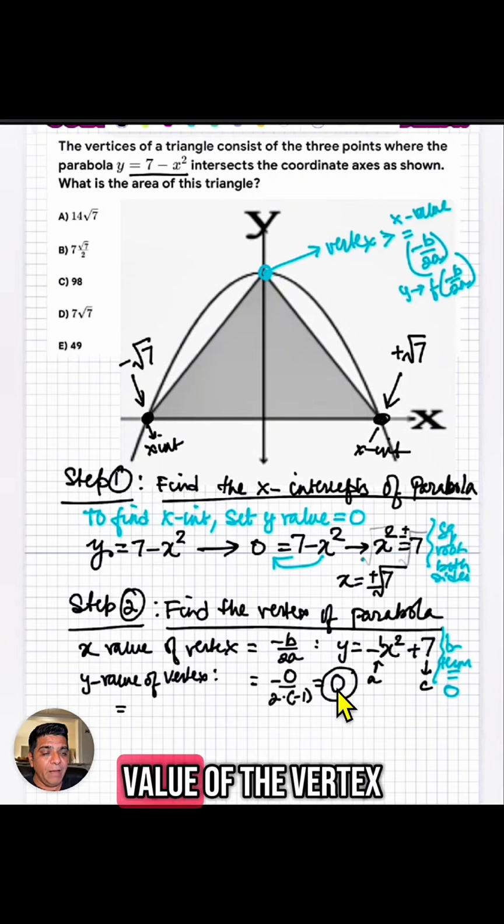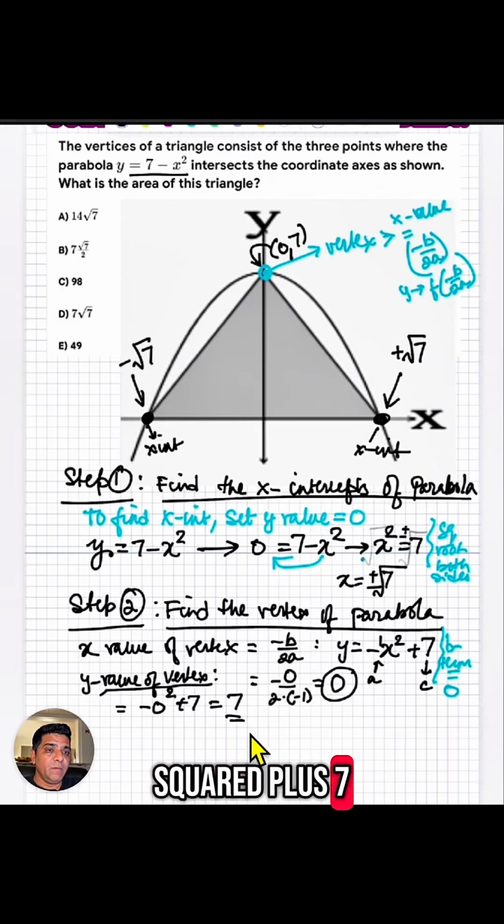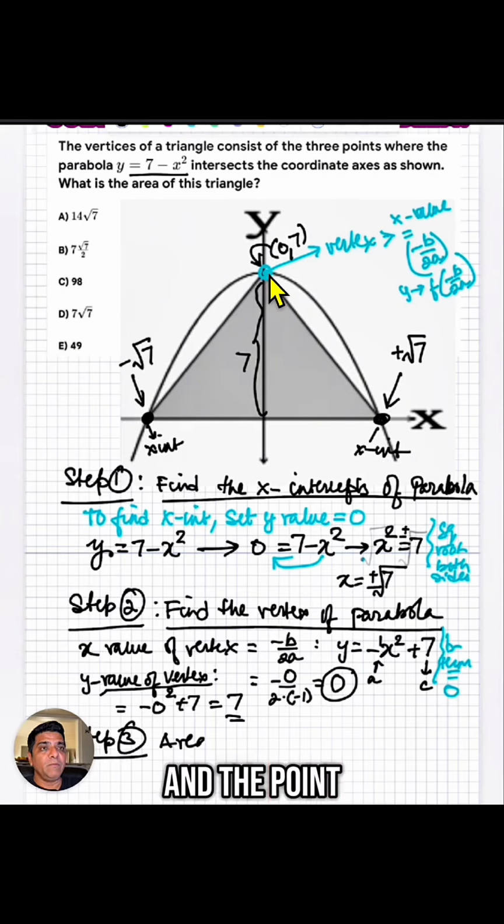So I'm going to calculate the y value of the vertex by substituting the x value of the vertex as 0. So 0 squared plus 7 equals 7. So the y value of the vertex is 7, and the point itself is (0, 7).